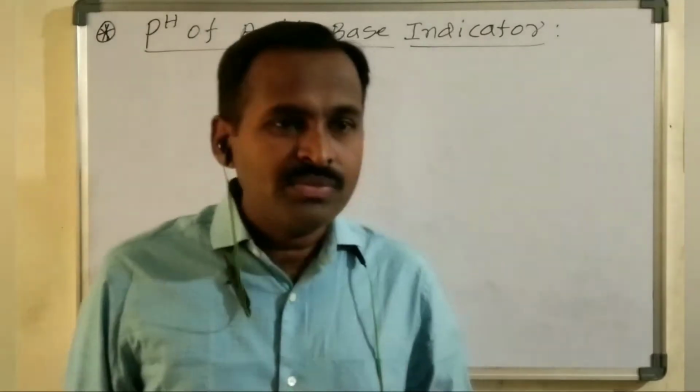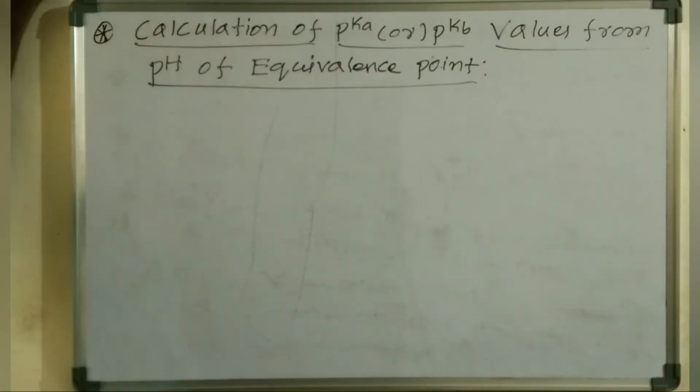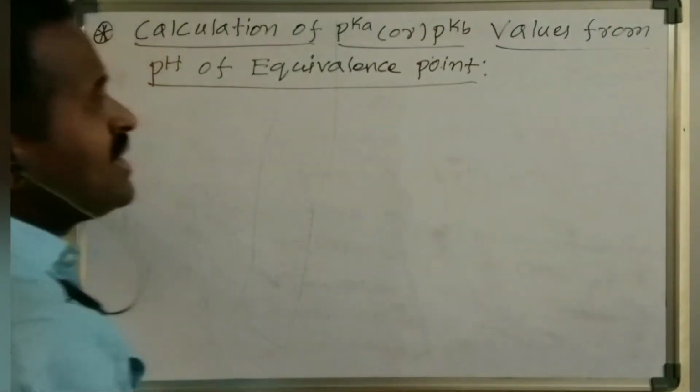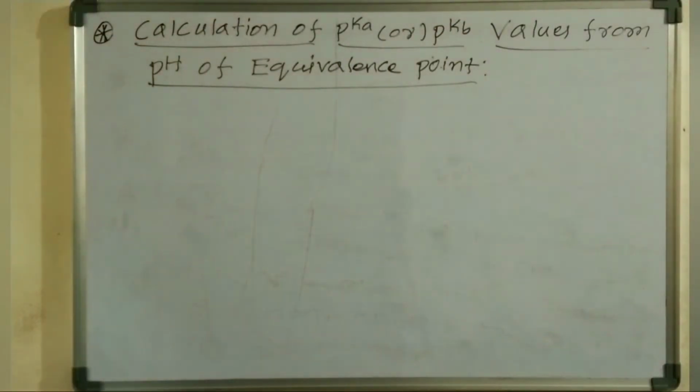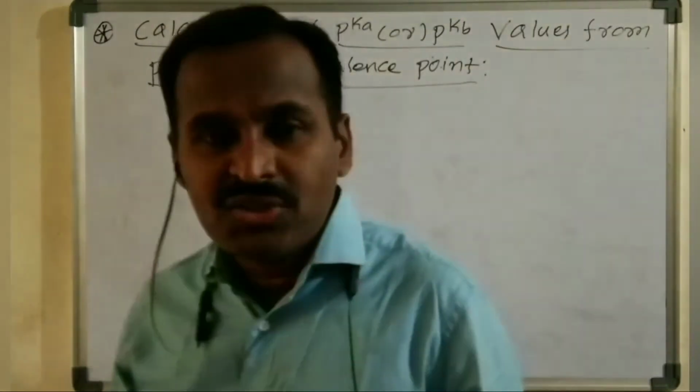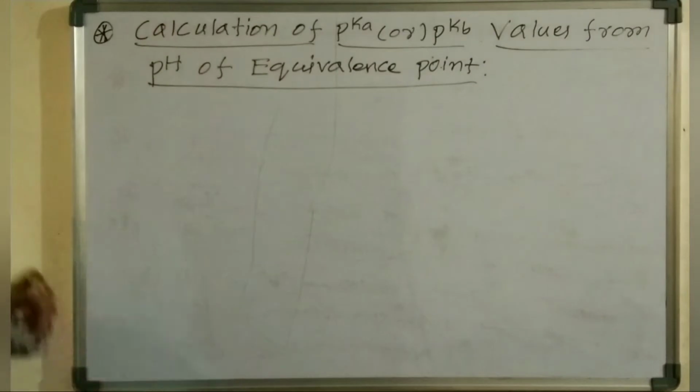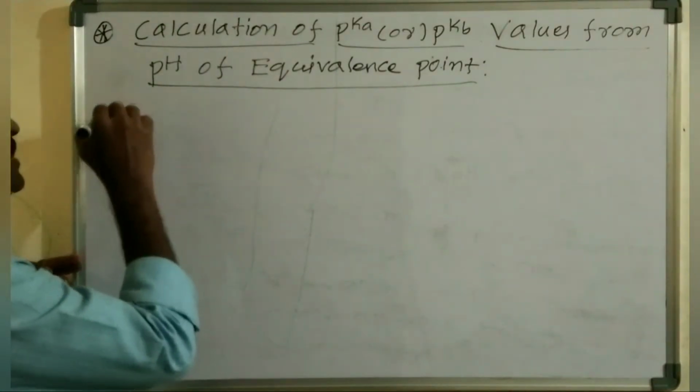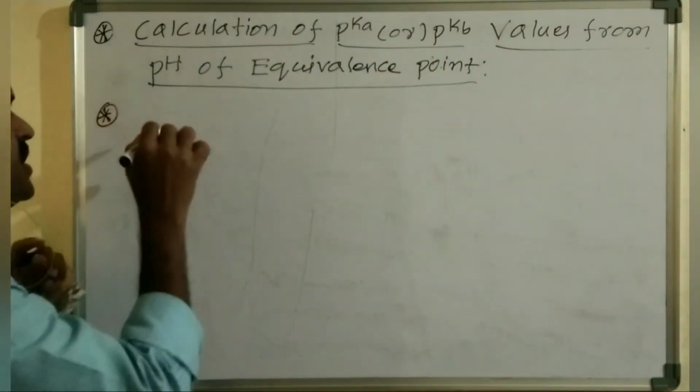I'm Venkatesham. In this video I'm going to discuss the calculation of pKa or pKb values from the pH of the equivalence point. From the pH at the equivalence point, I can find the dissociation constant of a weak acid or the dissociation constant of a weak base.